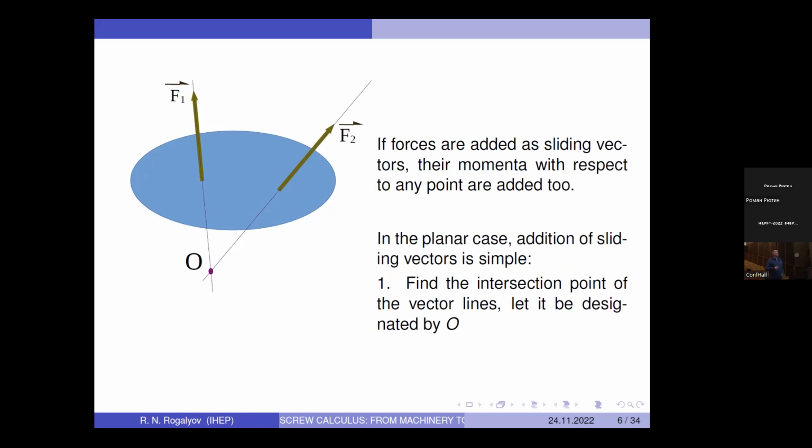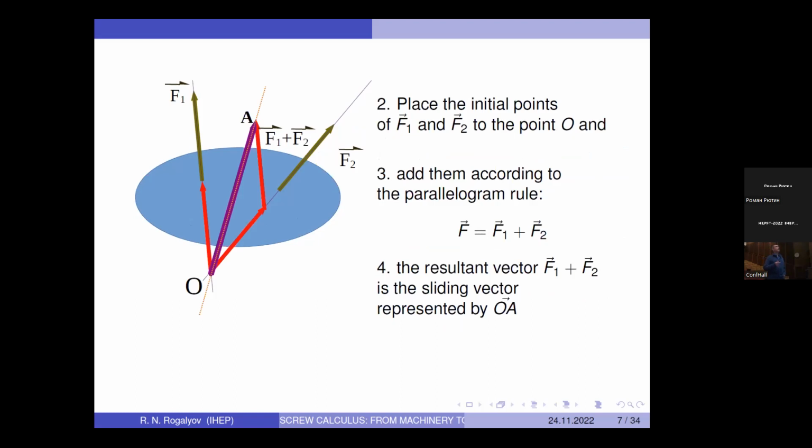Since we consider sliding vectors, it is natural to find the point of intersection of the lines of action and then move each vector to that point and use the parallelogram rule. Thus, we obtain the resultant force, which is also a sliding vector.